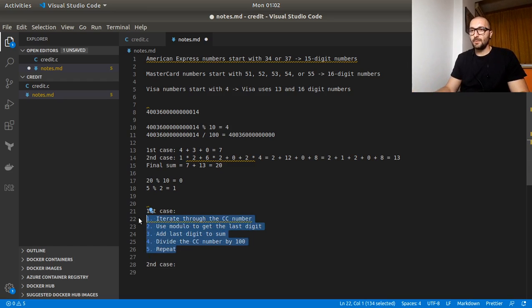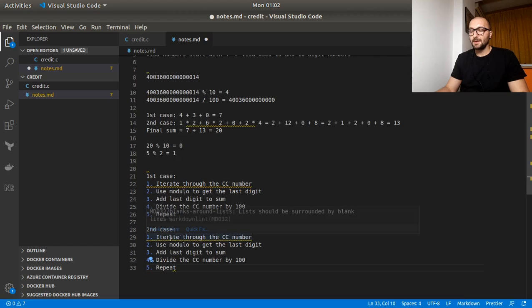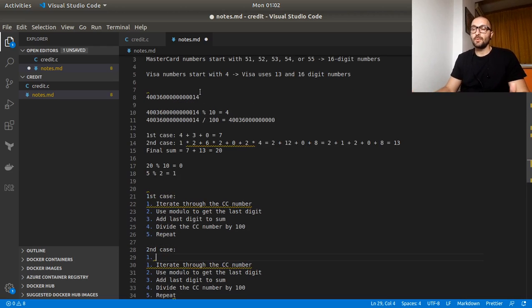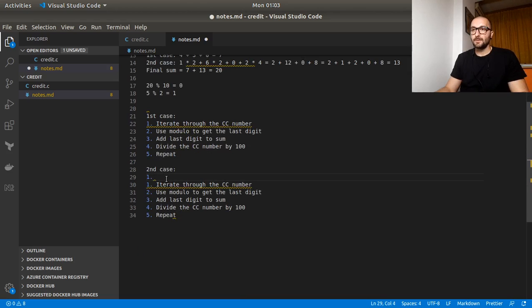The second case, what we will need to do, we can actually treat the CC number. Actually, first, if we want to start from the second to last number, we would divide the number by 10 off the bat. Okay? So divide the CC number by 10. So we would start with the second to last number. And then these will be pretty much the same. I'm just going to change the numbers. Iterate through the CC number, use modulo to get the last digit, add last digit to sum, divide the CC number by 10, and repeat.